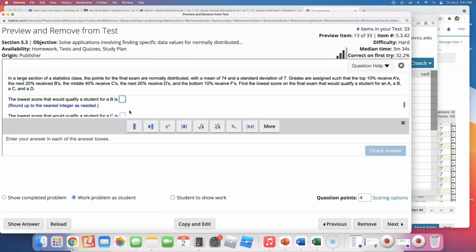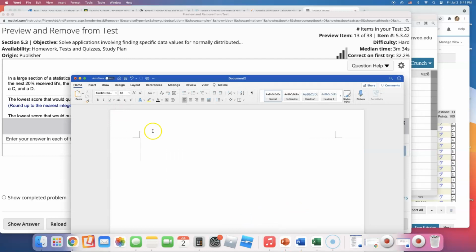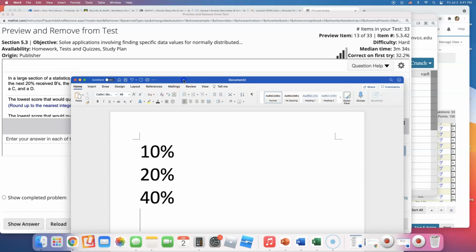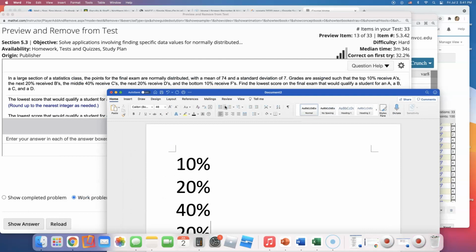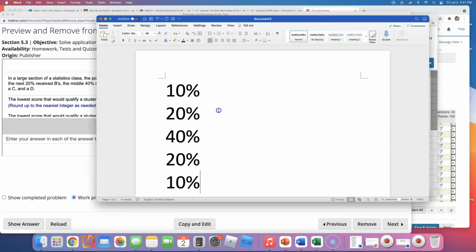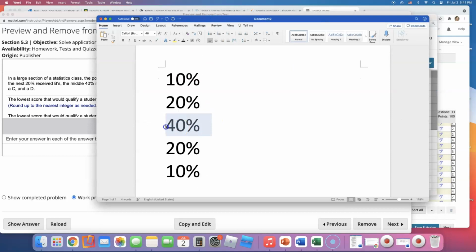Now, I think the next part is kind of confusing. The middle 40%. If it's the middle 40%, what is that going to look like? I'm a little confused. All right, hold on. What's going on is we have the 10% on top, the 20% right there, and 40% in the middle. The next 20% is the D's, and the last 10% are the F's. So for the middle 40%, I'll add them all up: 10 plus 20 plus 40. What's that going to be?